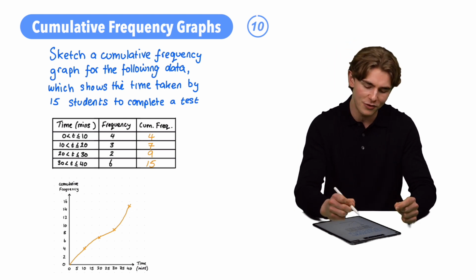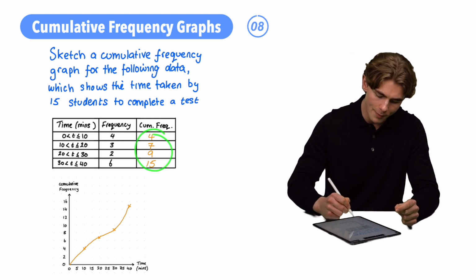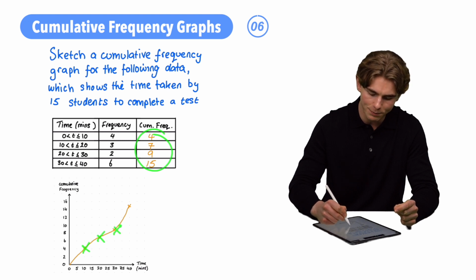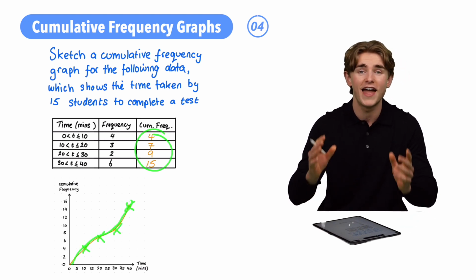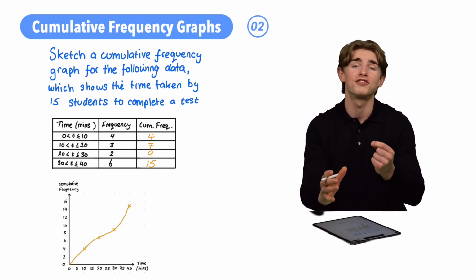Step number one, calculate that cumulative frequency. Step number two, plot those values at the endpoint. Step number three, join them with a smooth curve. That is how we're going to plot a cumulative frequency graph.